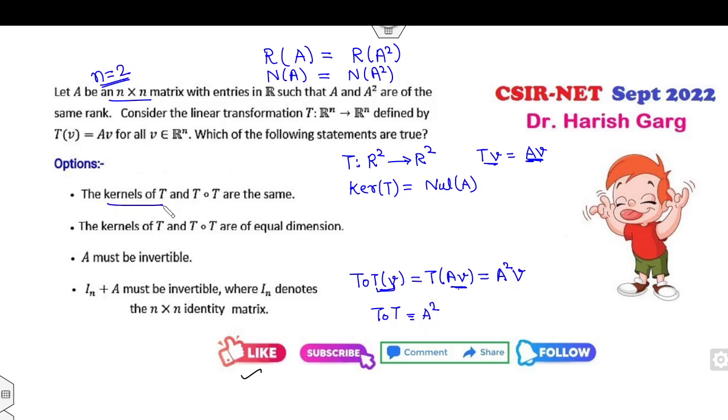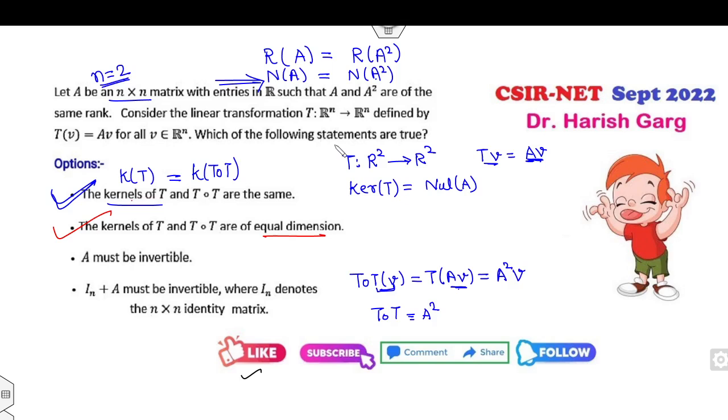So that means the kernel of T is the same as the kernel of T circle T, because the nullity of A and the nullity of A square are the same. So yes, this is the right answer. Once the kernels are the same, they are definitely of the same dimensions. A must be invertible.